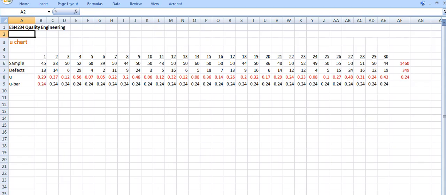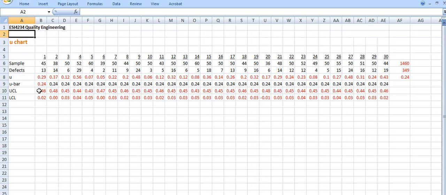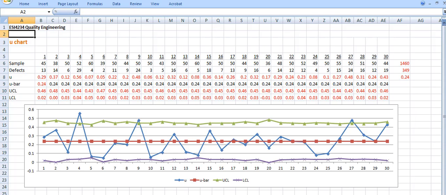So I can now start to take my U bar, which is at 0.24. I'm going to treat that as a straight line. I can calculate my limits using the formulas for the limits of a U chart, and notice it's taking the sample size directly from this observation, and it will each time, which is why the control limits can vary slightly looking across the chart because I'm dealing with different sample sizes.